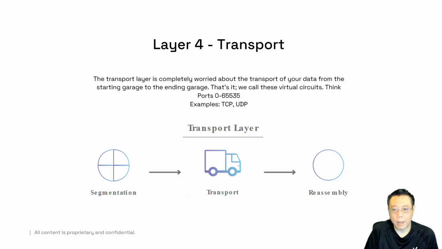Finally, at layer 4, we have transport. Think of transport as ports. So whenever you think of layer 4, think of ports. You've probably seen this if you're a gamer or if you've been doing networking or firewalling at any point in your career. We have ports 0 to 65,535 as a possibility. Again, these are 16-bit protocol-based ports, so you have a maximum of 65,000 and some change. Examples include TCP or UDP.